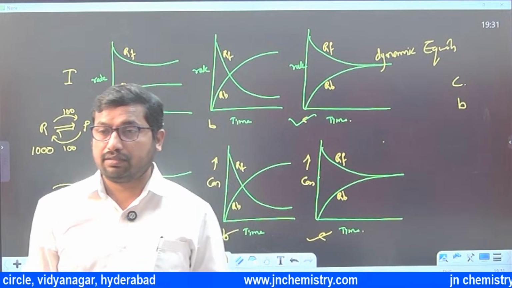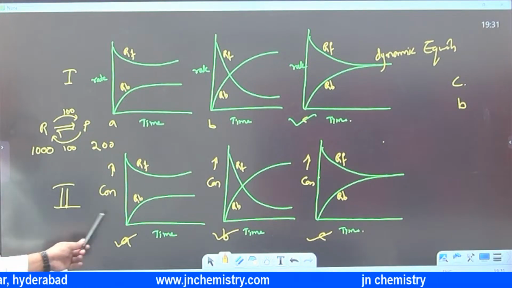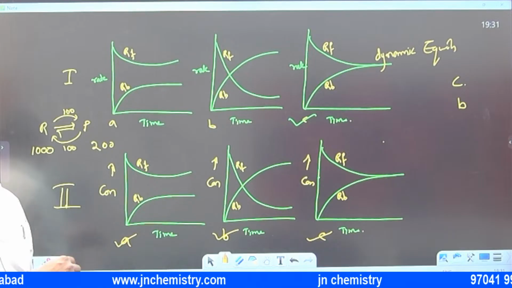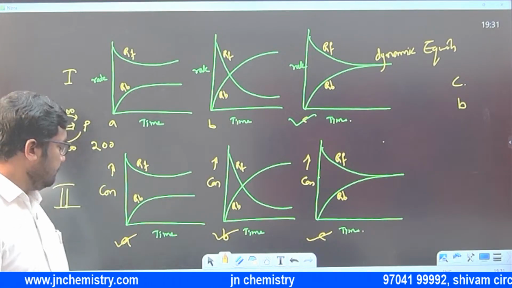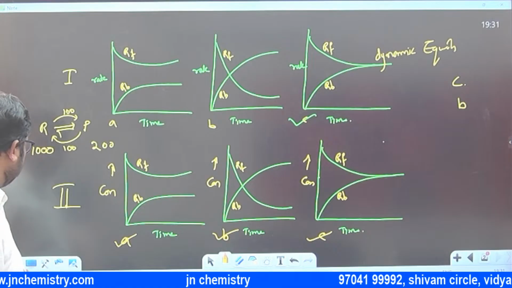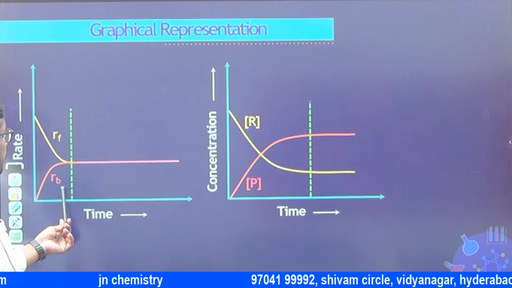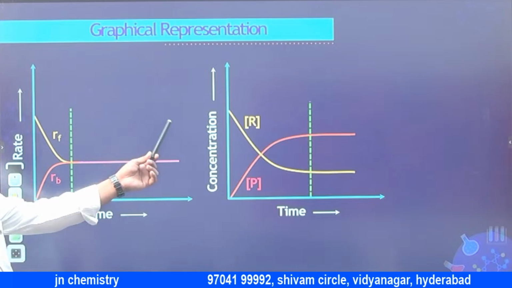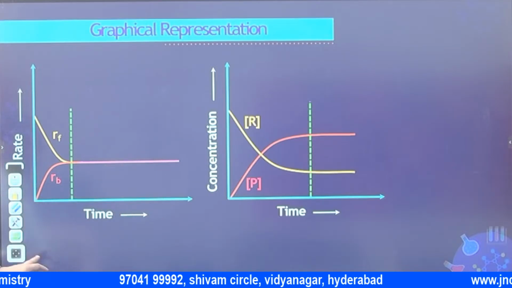Concentration doesn't matter, but rate is important. So A, B, C, all 3 are correct. All important, no? A number of times they are asking the question based on this. Right. So here is rate of forward, rate of backward reaction. Concentration, it could be anything.